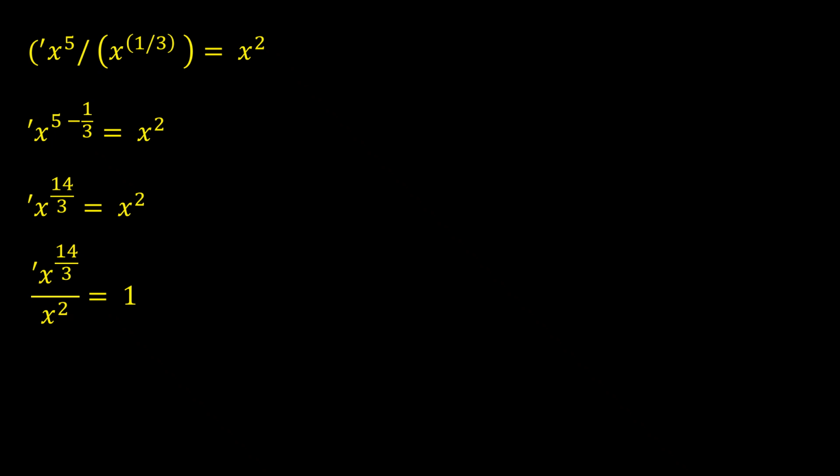Now, divide both sides of the equation by x squared. This isolates 1 on the right side. Apply the quotient rule of exponents again on the left side. Remember, dividing exponents with the same base means subtracting the powers.